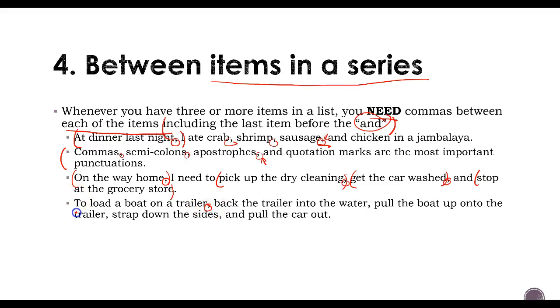So with most of these, we actually have introductory phrases as well. So we have this comma. Back the trailer into the water, pull the boat up onto the trailer, strap down the sides, and pull the car out. So here are the 4 steps you need to do to load the boat on the trailer. Back it into the water, comma, pull it up onto the trailer, comma, strap down the sides, comma, and pull the car out, period. So because we have several items in the series, we need commas between all of them. So that's commandment number 4 of commas.